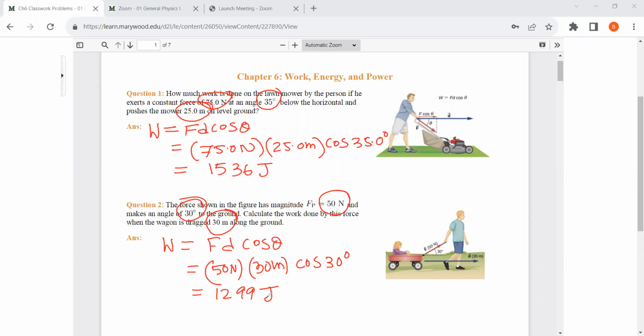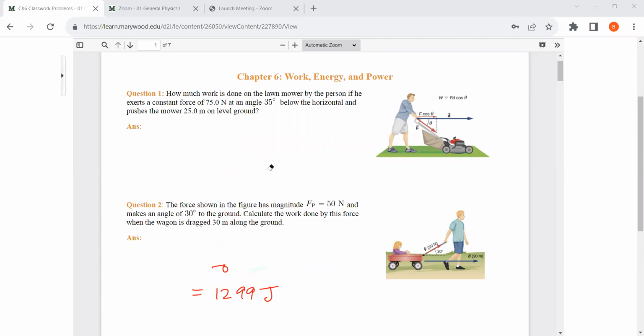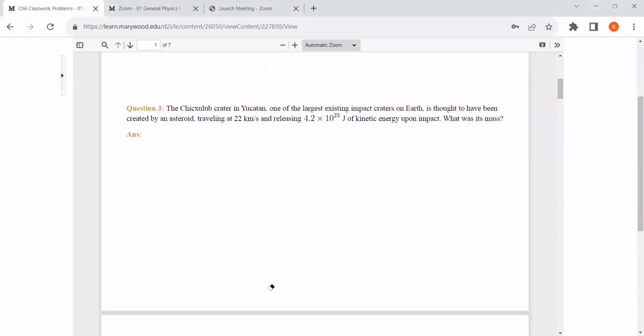All right, so these two are not that bad, just plugging the numbers. Now let's move on and see whether we have some complicated problem. The next problem is this one.